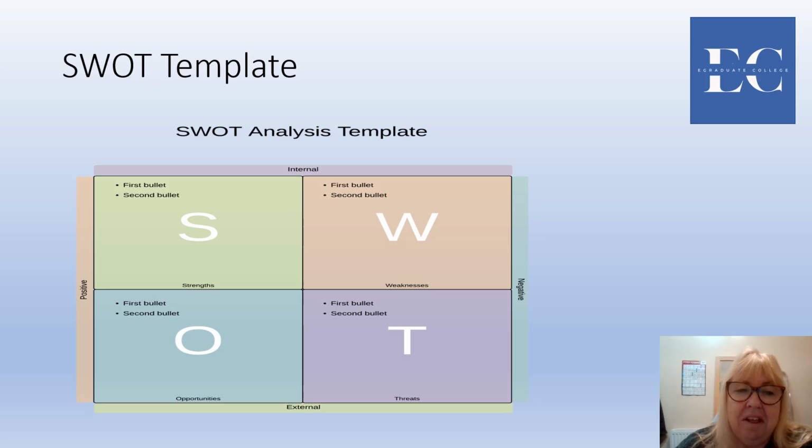Here's a SWOT analysis template. Most people tend to use it this way. It's nice and easy. You can draw it up on a whiteboard quite simply. Just notice that strengths and weaknesses are internal, opportunities and threats are external, weaknesses and threats are negative, strengths and opportunities are positive. So you can just keep that in mind. It helps you when you're thinking, really.